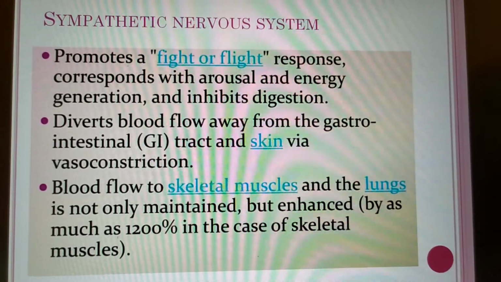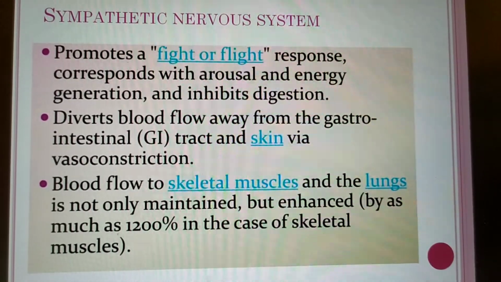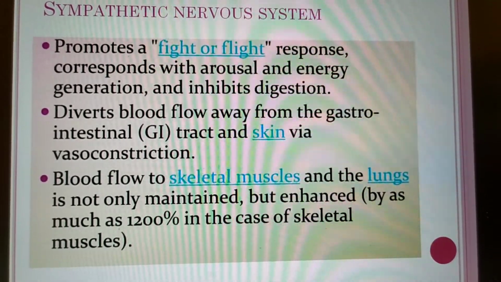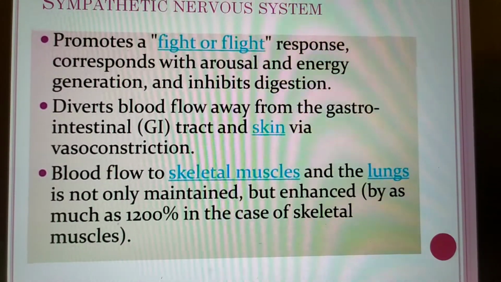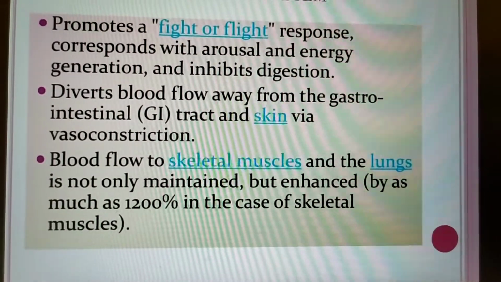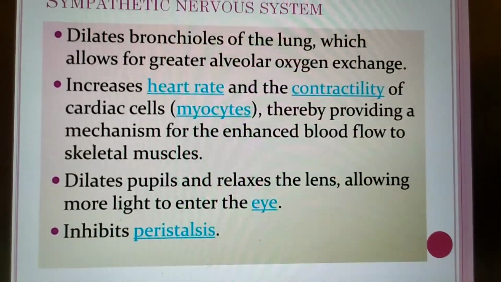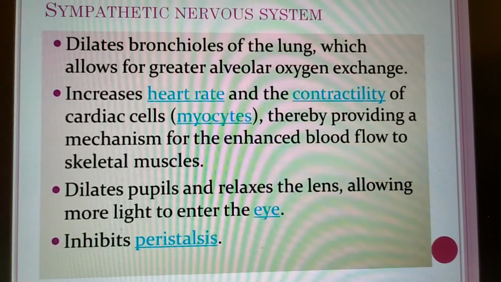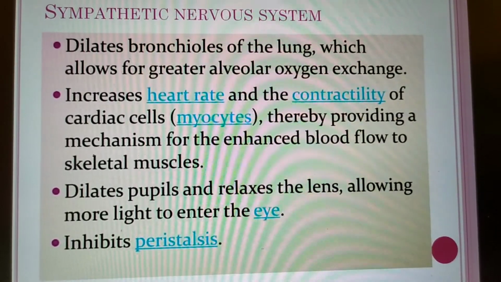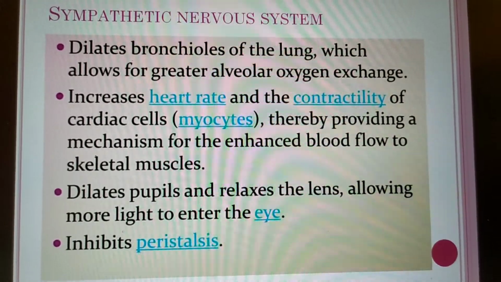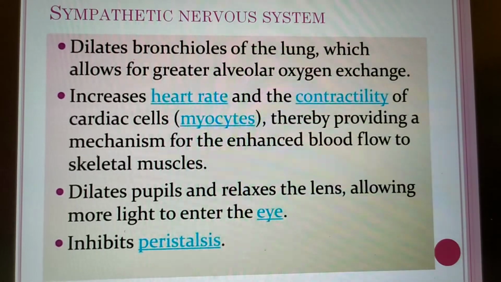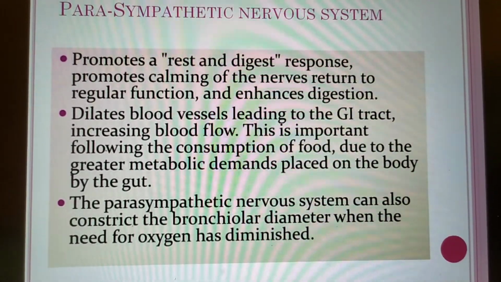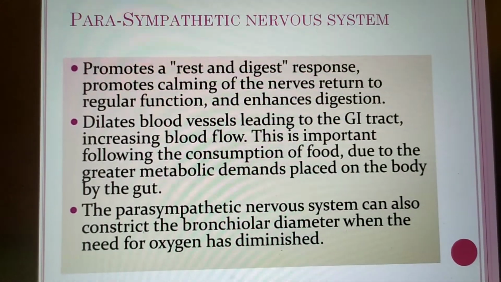Sympathetic diverts blood flow away from the gastrointestinal tract and skin via vasoconstriction. Blood flow to skeletal muscles and the lungs is not only maintained but enhanced, by 1200% in the case of skeletal muscles. Sympathetic dilates the bronchioles of the lungs, which allows for greater alveolar oxygen exchange. It increases the heart rate. It dilates the pupils and relaxes the lens, allowing more light to enter. It inhibits peristalsis.